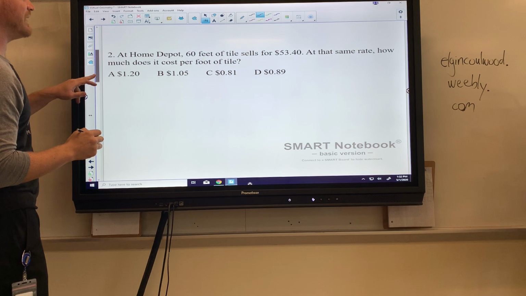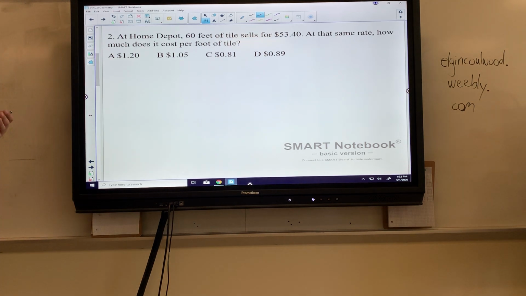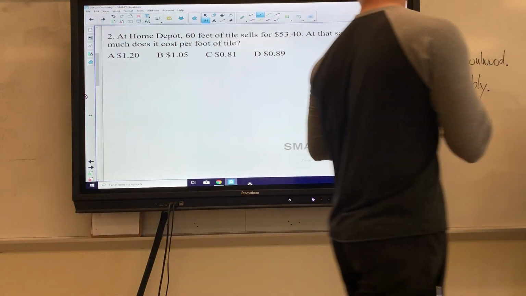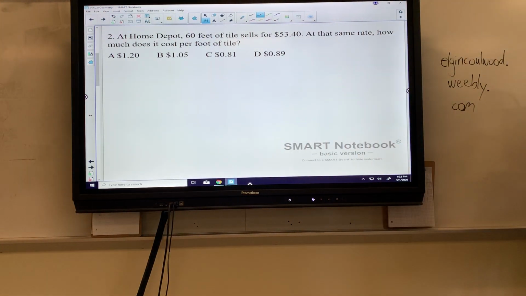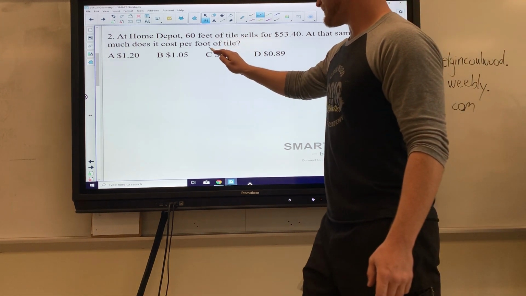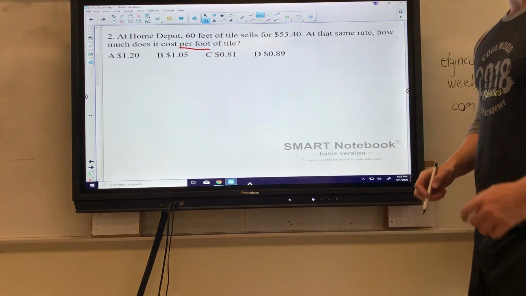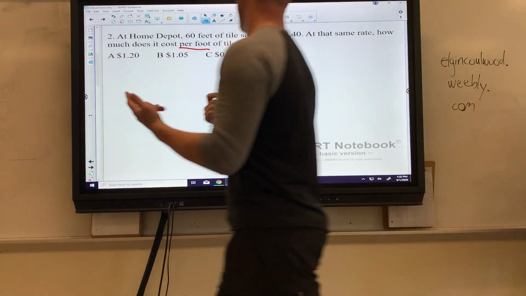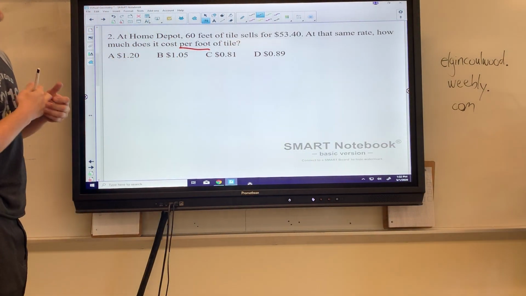Moving on, number 2, at Home Depot, 60 feet of tiles sells for $53.40. At that same rate, how much does it cost per foot of tile? Well, per foot means it's going to be a unit rate problem. So what I'm comparing is the feet of tile compared to the dollar amount.